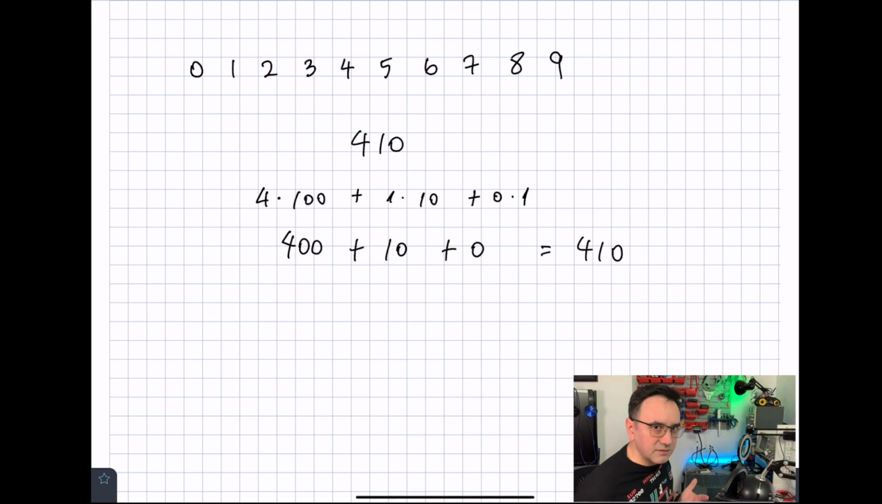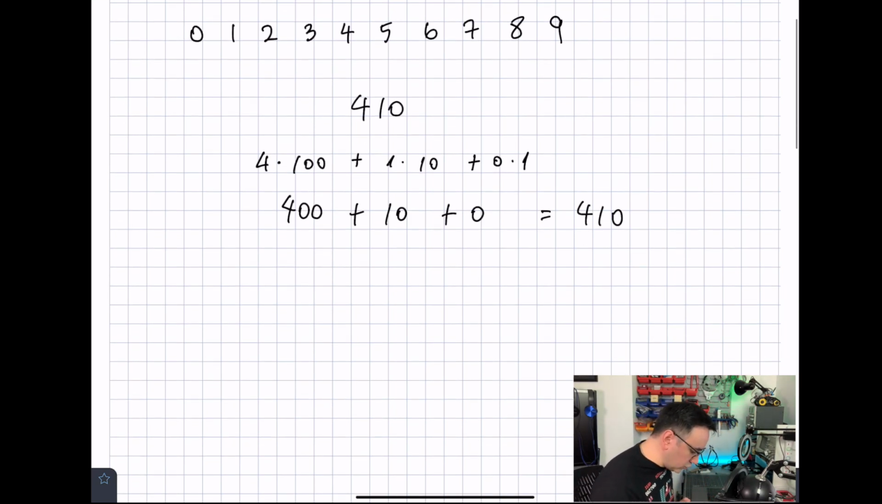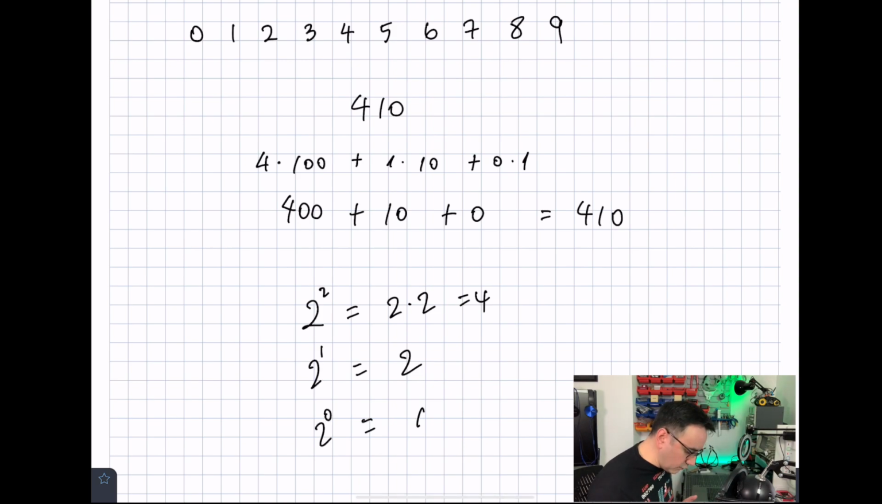Maybe this is not the best number as an example, but as you see, the 4 is multiplied by 100, the 1 is multiplied by 10, and the 1 by 0. If you remember in high school about powers and exponentiation, you have that, for example, 2 to the power of 2 is equal to 2 per 2 equal to 4. And 2 to the power of 1 is equal to 2. And 2 to the power of 0 is equal to 1.